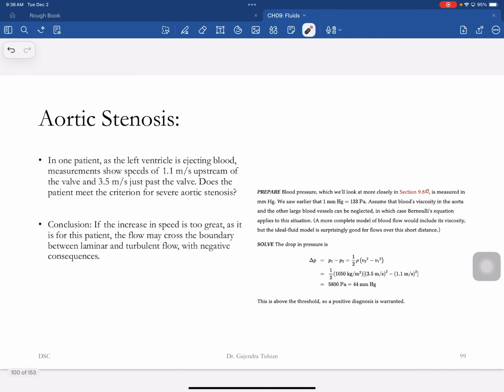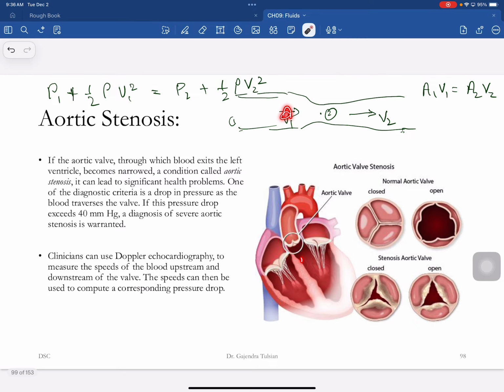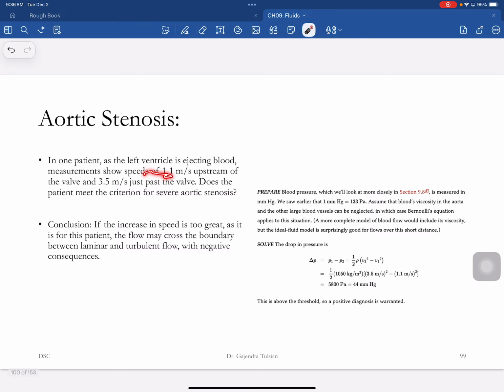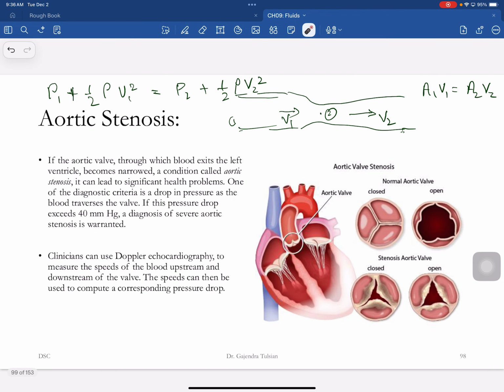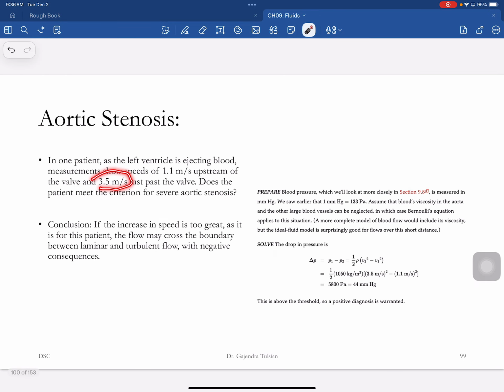So here's a problem in your book. In one patient, at the left ventricle, as the left ventricle is ejecting blood, measurements show a speed of 1.1 meters per second. So the speed here before the valve is 1.1 meters per second. Again, these speeds are measured using an echocardiogram, and then they measure the speed downstream. And the speed there is 3.5 meters per second.